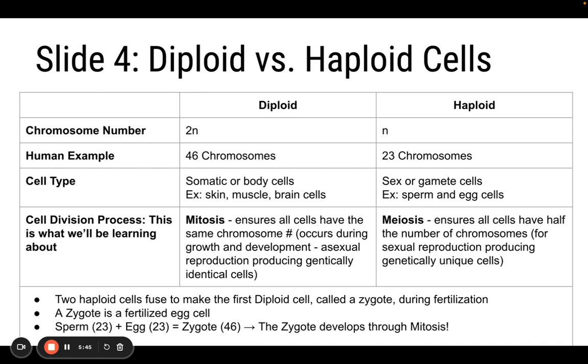But going back to where that first diploid cell came from that makes up our body cells: a diploid cell, called a zygote, formed during fertilization. Essentially, a zygote is a fertilized egg cell. So a haploid sperm cell and a haploid egg cell fused to form the first diploid cell with a full set of chromosomes. This is called a zygote. A zygote then would enter the mitotic phase, where it grows and develops into an embryo, fetus, and then ultimately into a baby.